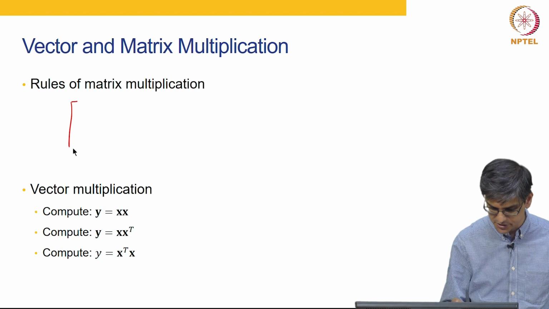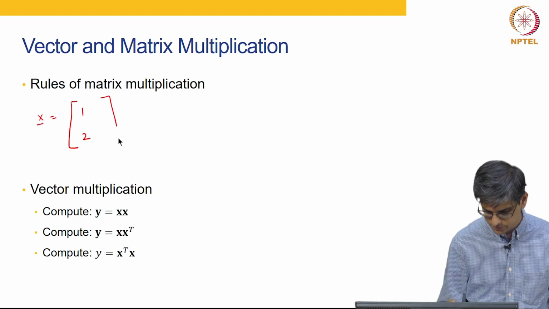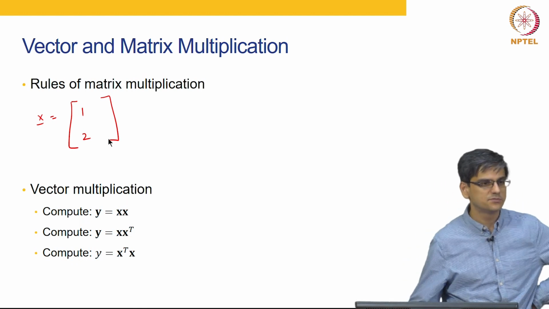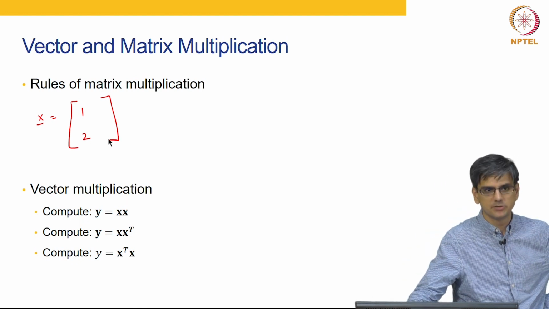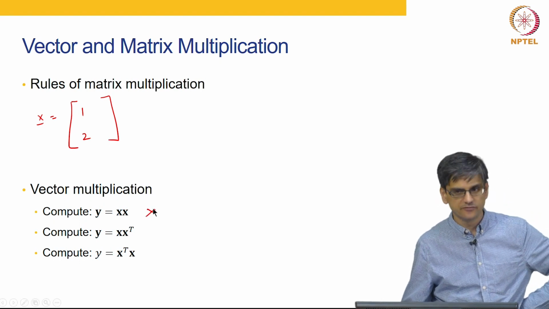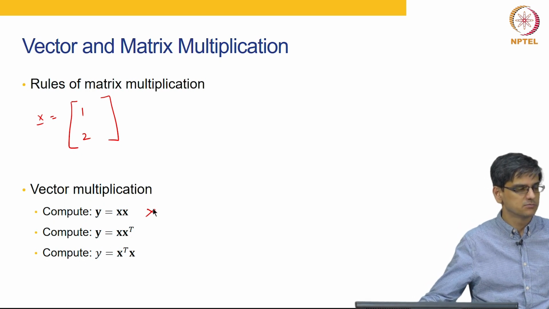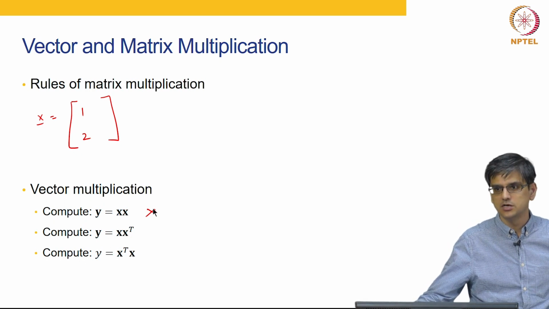Let us say if our x bar was 1, 2, what is x bar multiplied by x bar? No, you cannot multiply x bar with itself. Rules of matrix multiplication: the inner dimensions should be commuted.